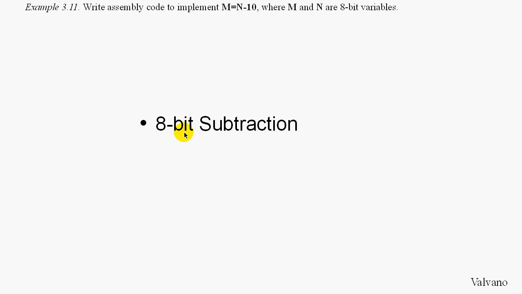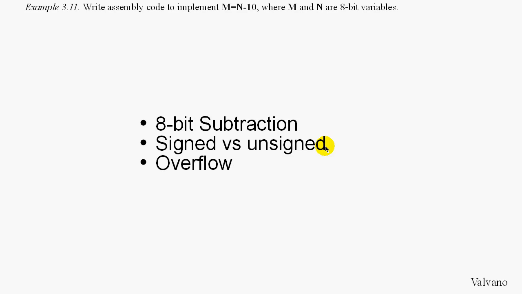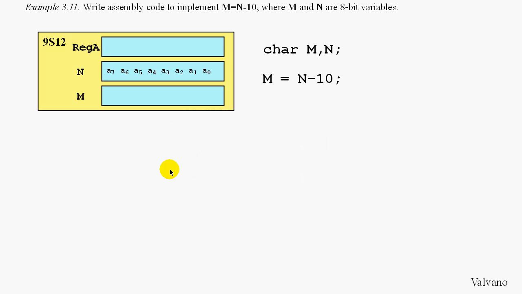The objectives of this example are to study 8-bit subtraction and to consider signed versus unsigned operation, and lastly, to look at overflow, which is the error that might occur after a subtraction. Let's begin. The goal of the problem is to write assembly language to perform the operation of n minus 10 and store the result into m, where m and n are 8-bit variables.